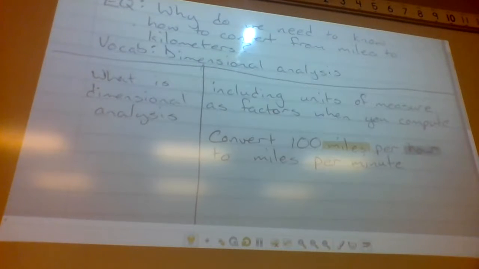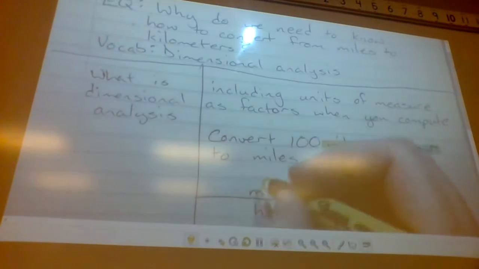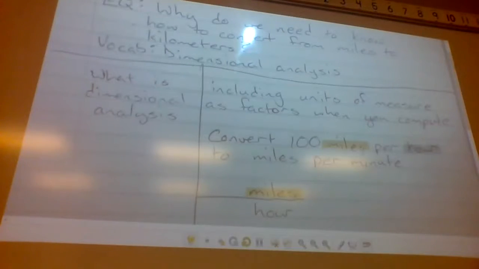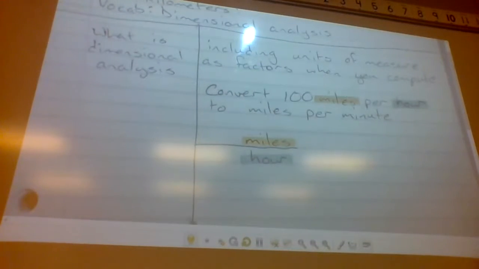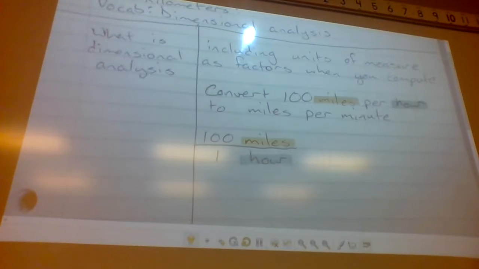Per hour, right? If I want it miles per hour, which one goes in the numerator? Miles. So I'm going to start off with miles over hours. Okay, and I can fill in that rate just fine. It is 100 miles in 1 hour. That's what it means by miles per hour. There's only 1 hour.